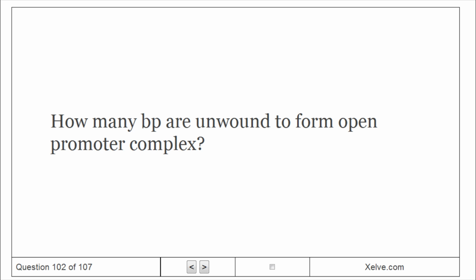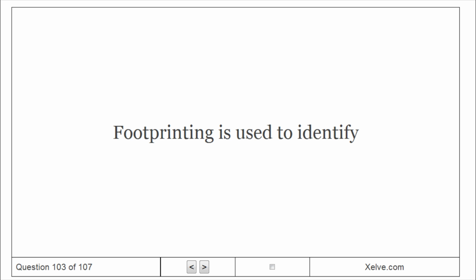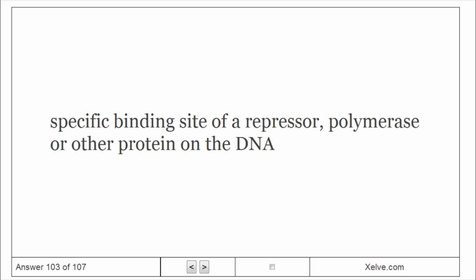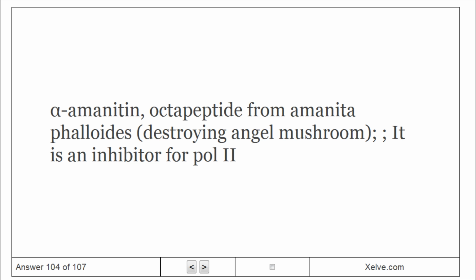How many BP are unwound to form open promoter complex? 12 pairs. Footprinting is used to identify the specific binding site of a repressor, polymerase or other protein on the DNA. Pol II is most sensitive to what? Alpha-amanitin, an octapeptide from Amanita phalloides. It is an inhibitor for Pol II.